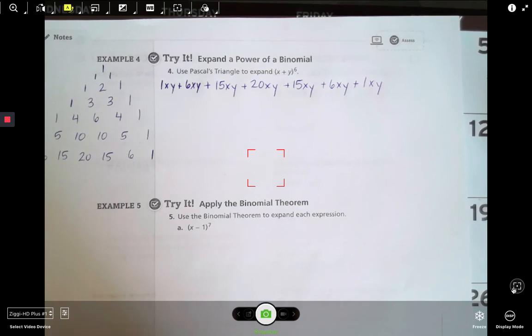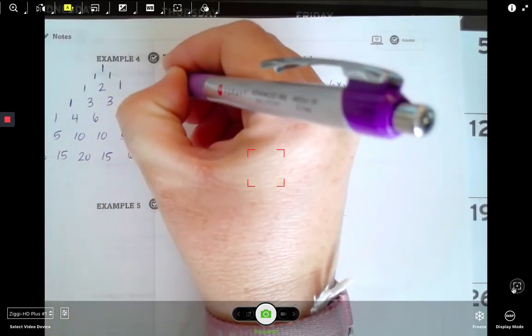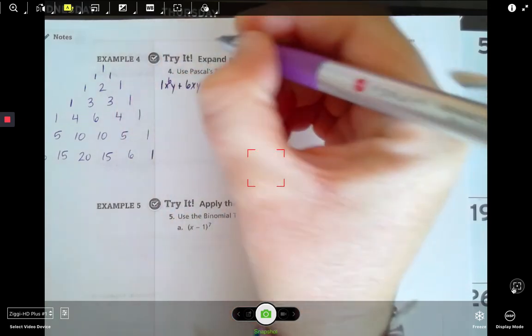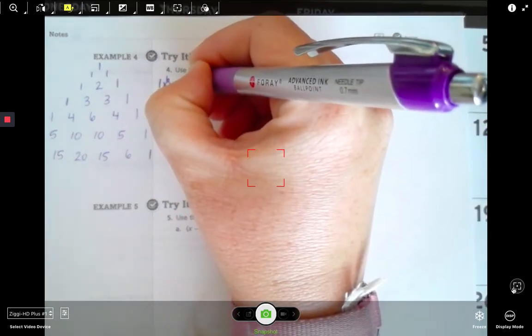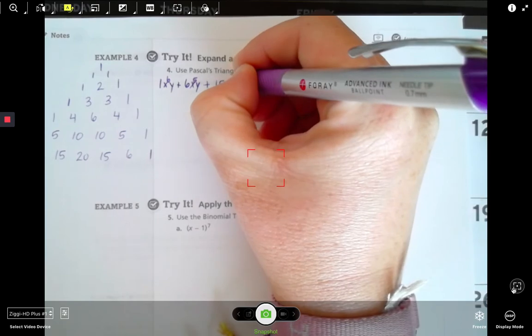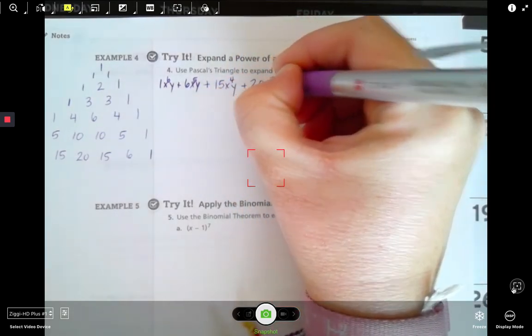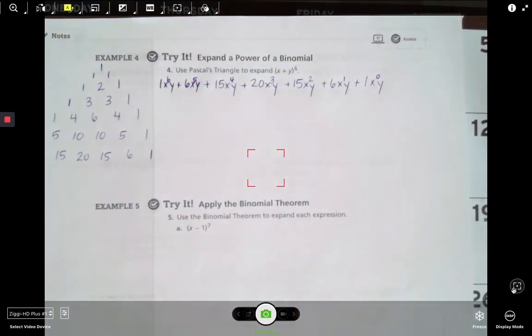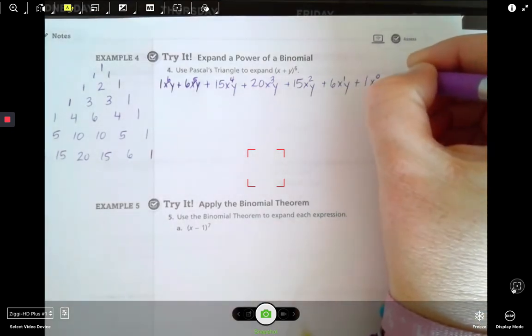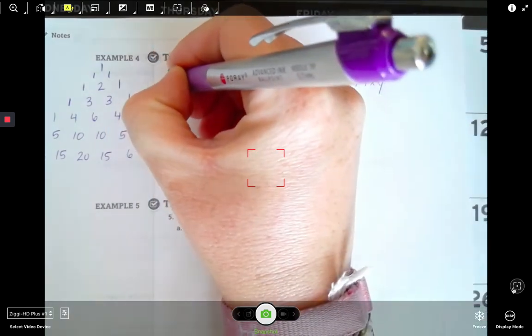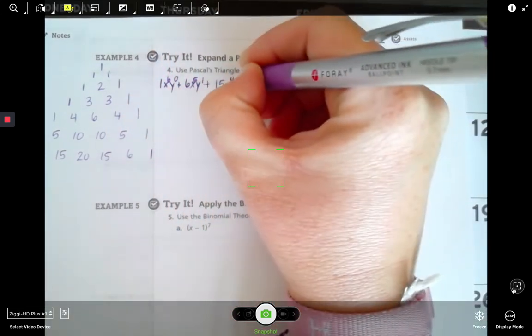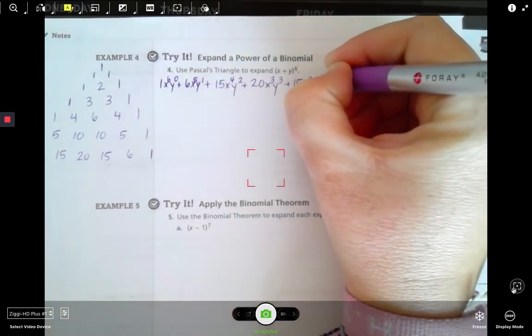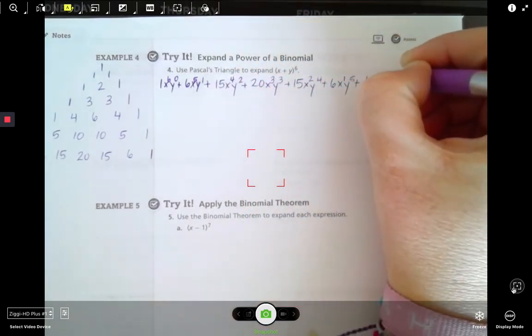This is where it gets even easier. We start at the first x. We're going to raise it to the 6th power. The second x is going to be raised to the 5th power. Third x is going to be raised to the 4th. Y'all see what I'm doing here? All the way down to 0. We're going to do the same thing with y, except we're going to start with 0: 0, 1, 2, 3, 4, 5, and 6.